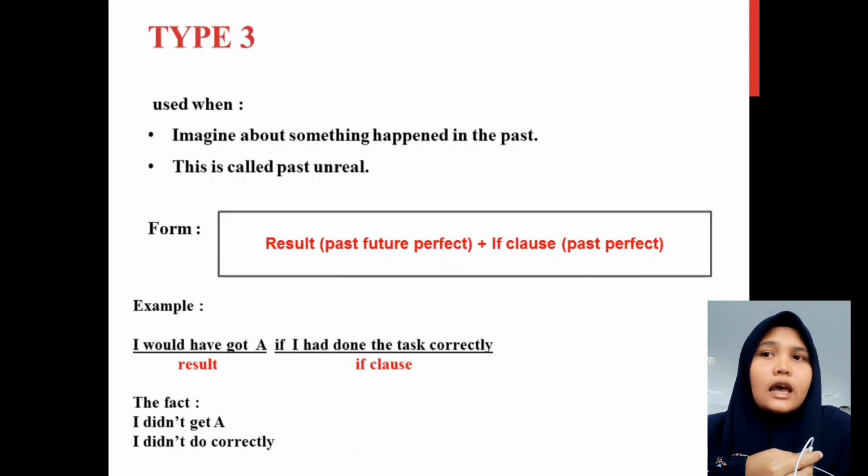Example, I would have got A if I had done the task correctly. So, this happened in the past and we just regret because the fact is not the same as our desire. So the fact from this statement is I didn't get A and I didn't do it correctly.